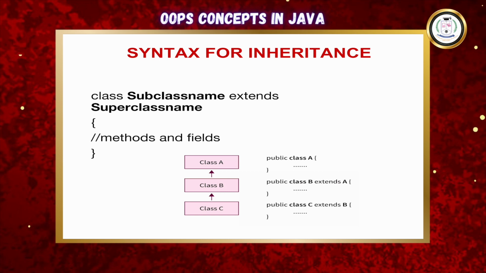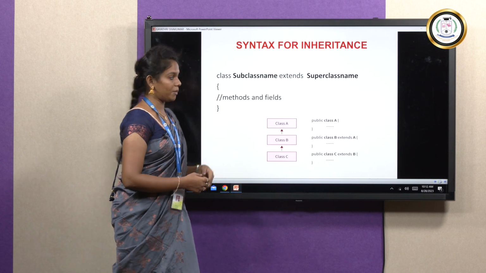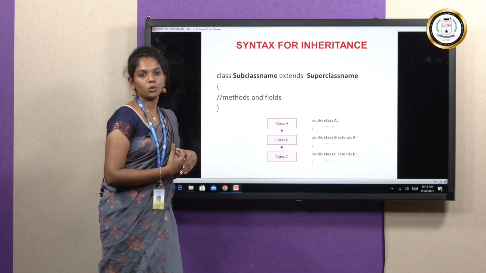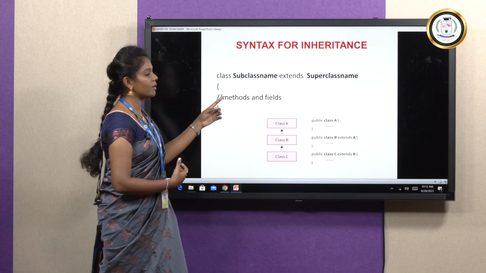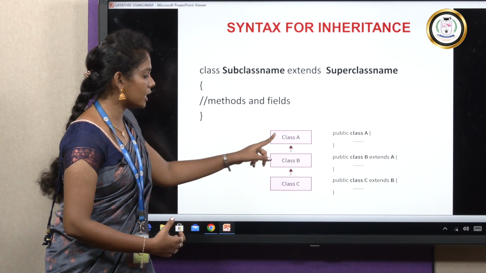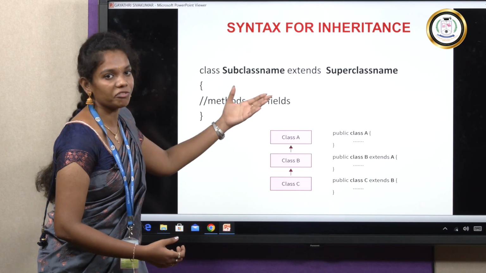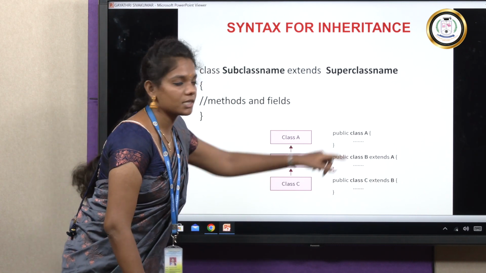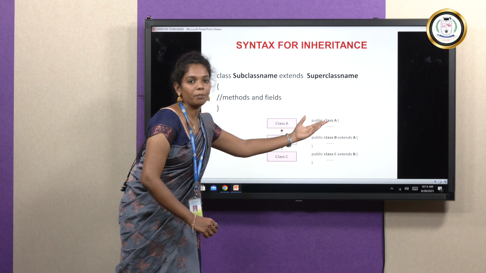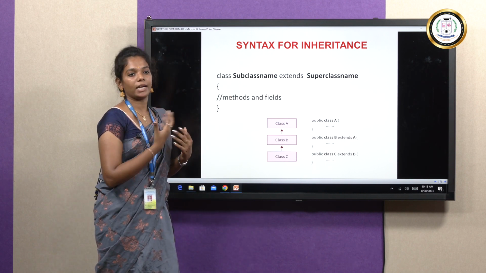So here comes the syntax for inheritance. Class, subclass name. Subclass name is nothing but my child class. Extends superclass name. The extends keyword means it is going to inherit the features or properties from one class to another class. And here comes the methods and fields, like the body of the statement. If I am using three classes, class A, class B and class C, then class C will have the features of class B. So public class A, and class B extends class A, and class C extends the previous one. So this will be a hierarchical order. It inherits the features of a parent class.